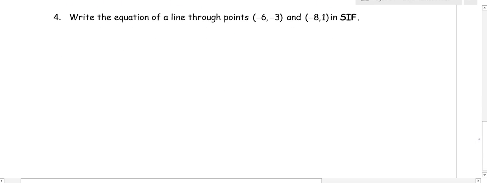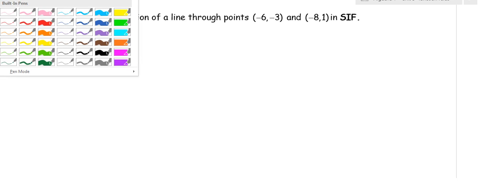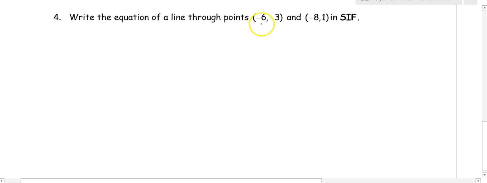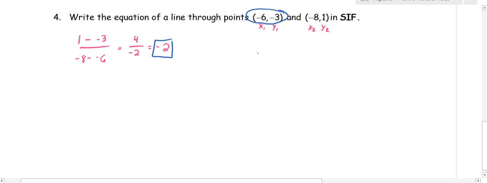Number 4, write the equation of the line through the points -6, -3, and -8, 1 in slope-intercept form. So again, I still need to find my slope first. So I'm going to do my slope equation again. So I'm going to have 1 minus -3 over -8 minus -6. So on the top, that's going to get me 4, and on the bottom, that gets me -2. That reduces to -2. So I'm going to use the slope -2 and pick a point. So let's use the first point.